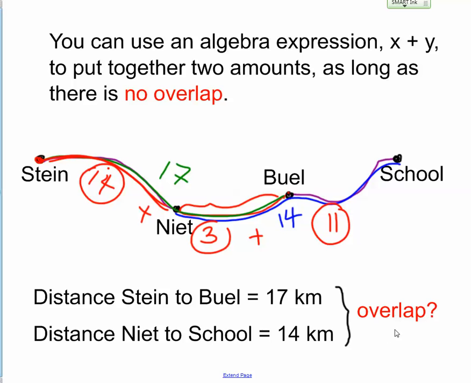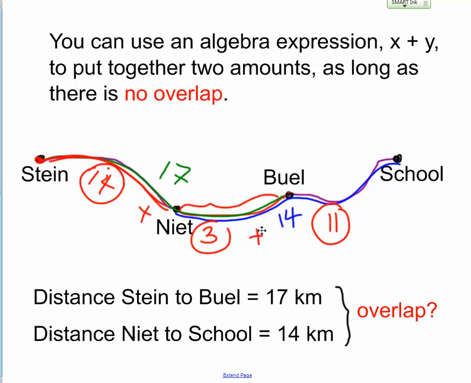And all of you figured out that there was an overlap, and it was this distance from Niet to Buell. You knew this distance was 17 and this distance was 14, so the difference is the distance between Niet and Buell. Then we used that same idea that we did with Venn diagrams. If Stein to Buell is 17, and this part from Niet to Buell is 3, from Stein to Niet must be whatever number I add to 3 to get the distance of 17 for this whole trip to Buell. So 14 and 3 is 17, just like in the Venn diagram.